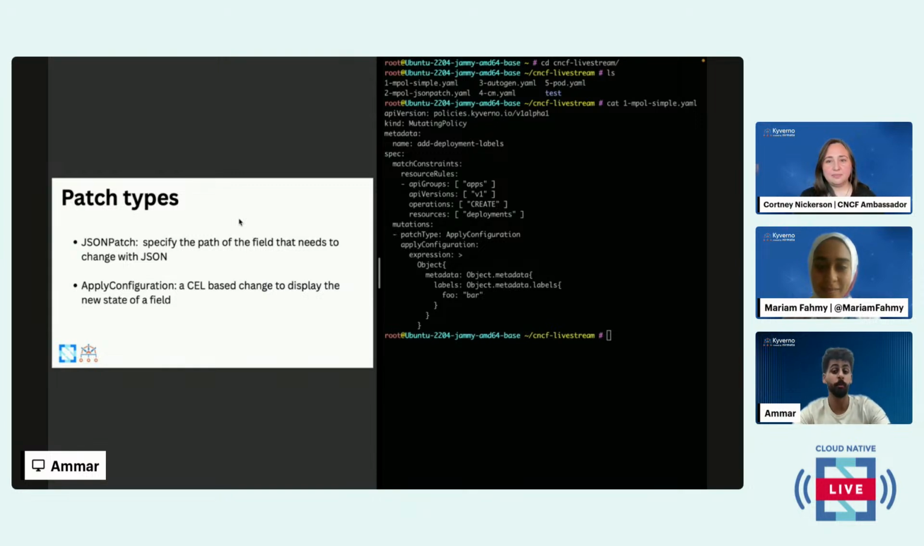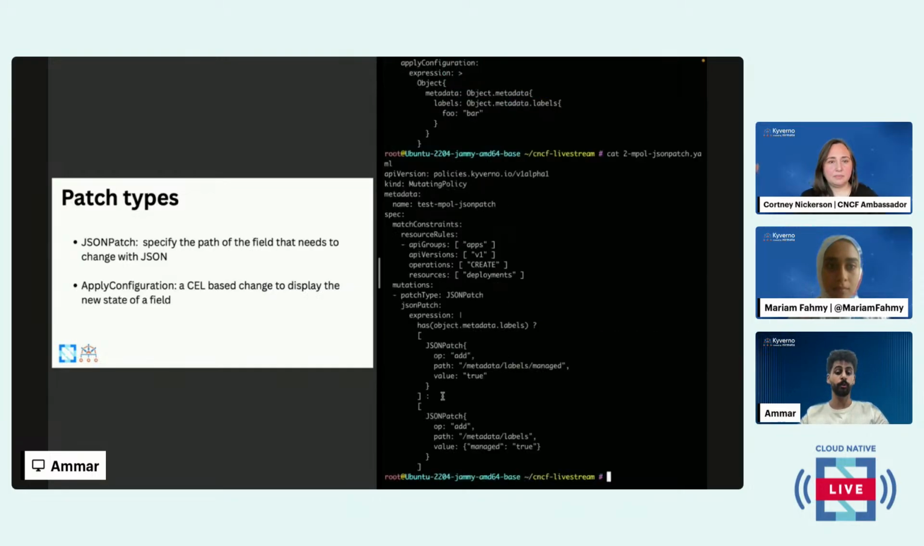Thank you, Courtney. So moving on, for specifying the mutation in the mutating policy, you have two ways. You have JSON patch and you have apply configuration. So you see here apply configuration. Let's see what JSON patch may look like. It looks as you are seeing here on the screen. You might be wondering which one to use.